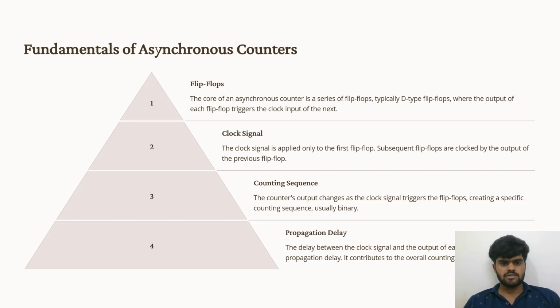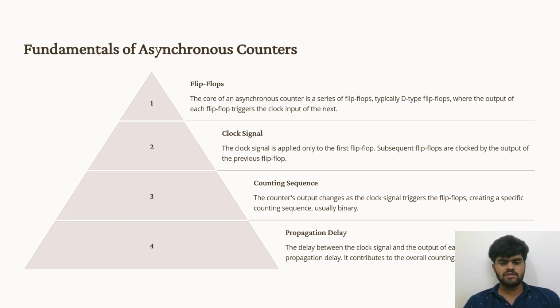Fundamentals of the asynchronous counter: we have flip-flops. The core of an asynchronous counter is a series of flip-flops, typically T-type flip-flops, where the output of each flip-flop triggers the clock input of the next. The clock signal is applied only to the first flip-flop. Subsequent flip-flops are clocked by the output of the previous flip-flop.